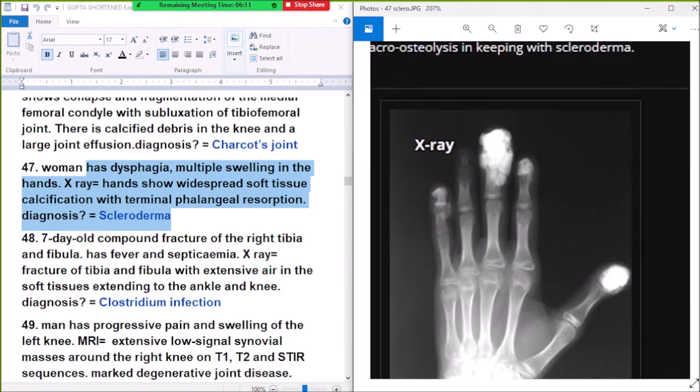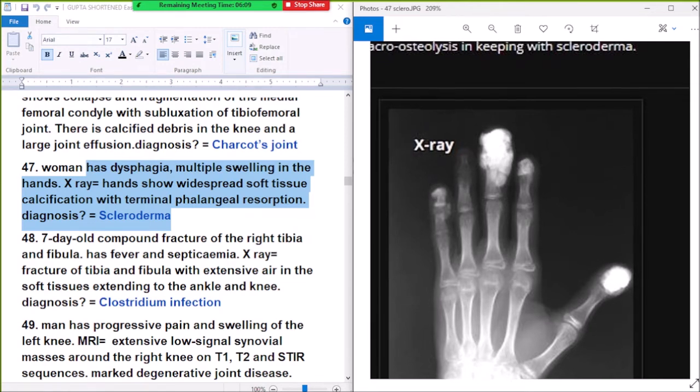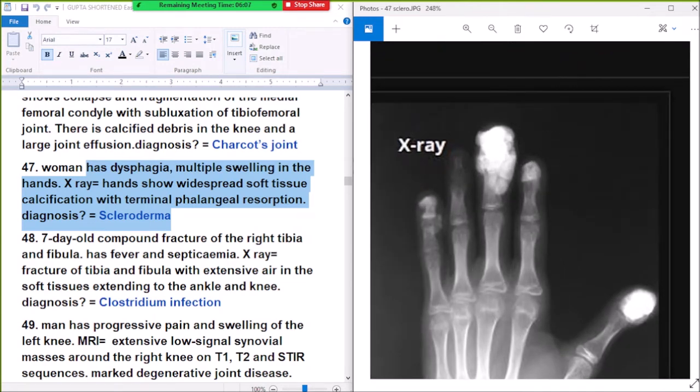A woman has dysphagia and multiple swellings in the hands. X-ray shows widespread soft tissue calcification with terminal phalangeal resorption. Diagnosis: scleroderma.